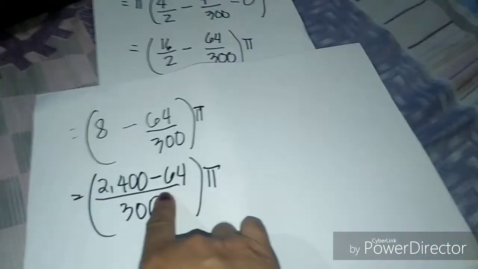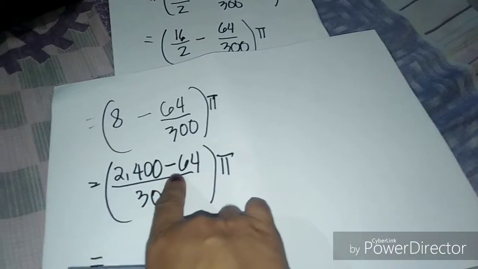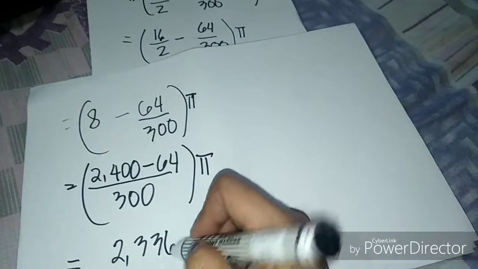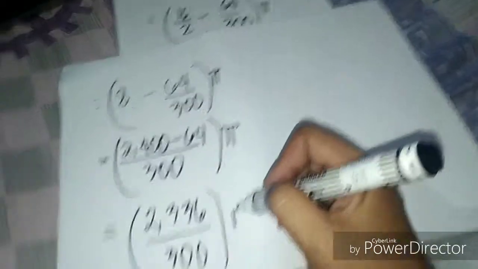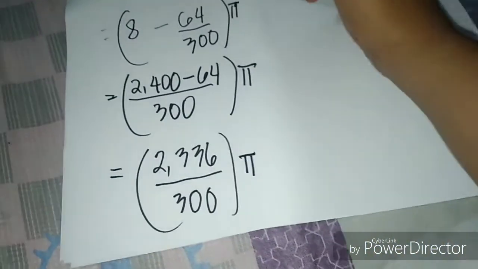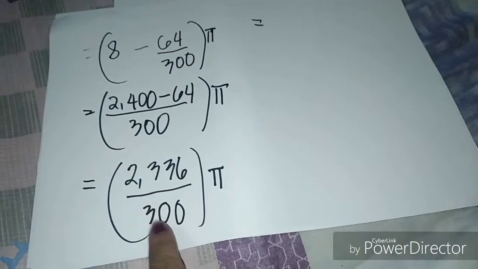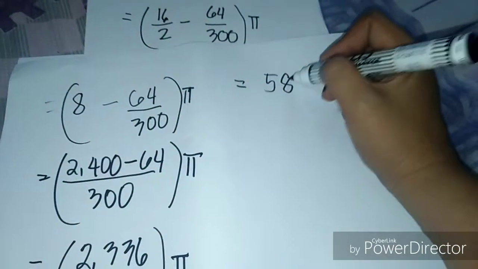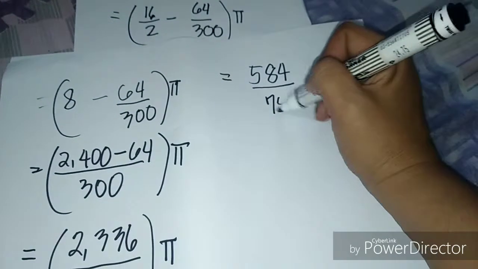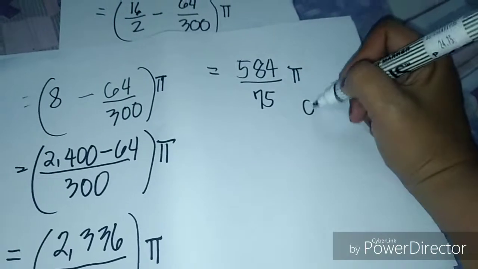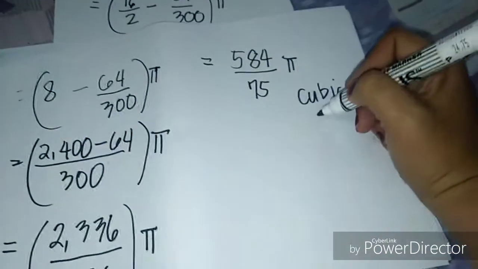Next, operate this one. 2,400 minus 64 is 2,336 over 300, times pi. But we can reduce 2,336 over 300 by 4. So the answer is 584 over 75 pi cubic units.